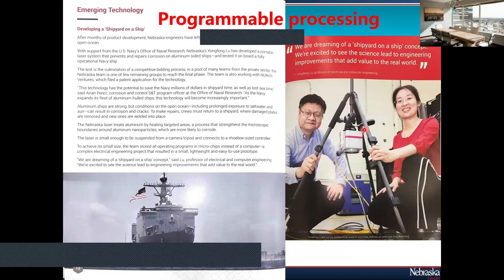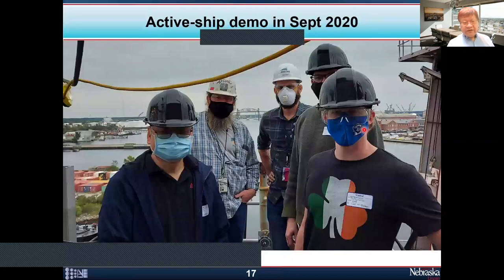So for small scale problems on ships, you don't need to send ships to the shipyard. Instead, we designed a portable whole system below 100 pounds, including lasers and control, everything. So two people can carry this system around to repair ships. That makes the metal work on ships much faster and much more cost effective. And this is just one demonstration a few years back in a naval shipyard.